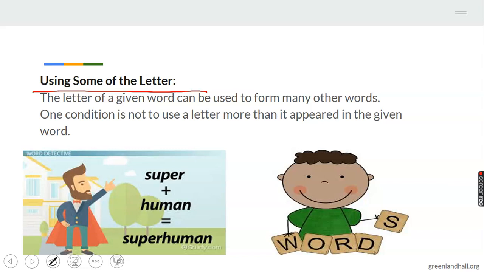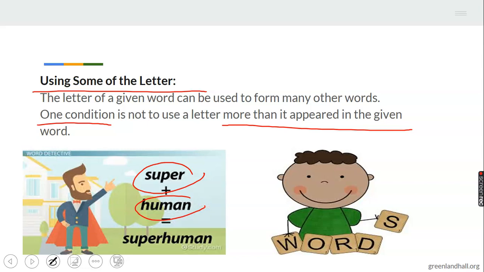Now, there's a condition here, boys and girls. One condition is to use a letter to move, the condition is that you are not to use one letter more than it appears. Yes. So you're not going to use one letter more than it appears. Look at this super plus man, for example. There's no word that is used more than once here. It is what we have here that gave us this guy here.